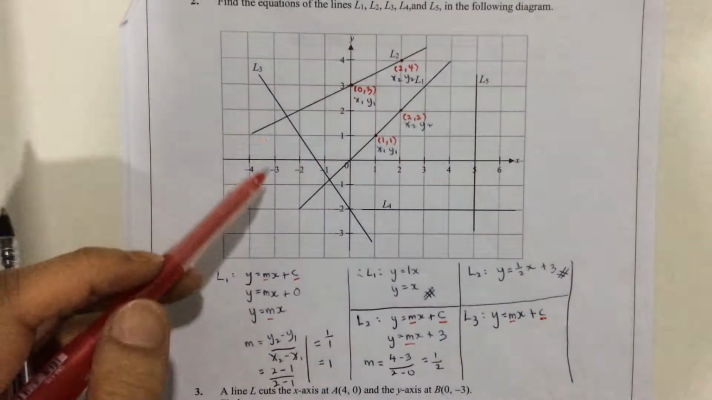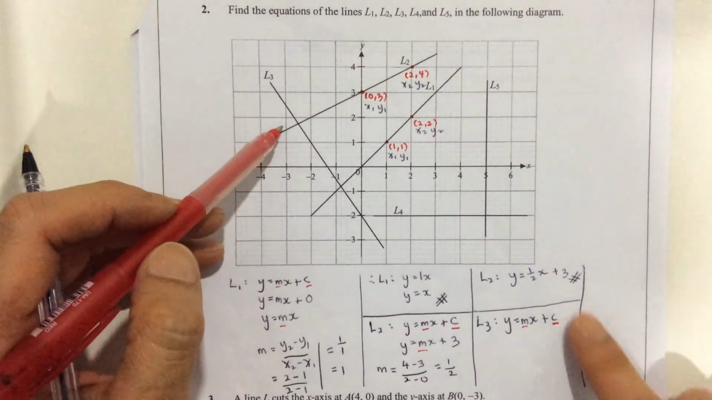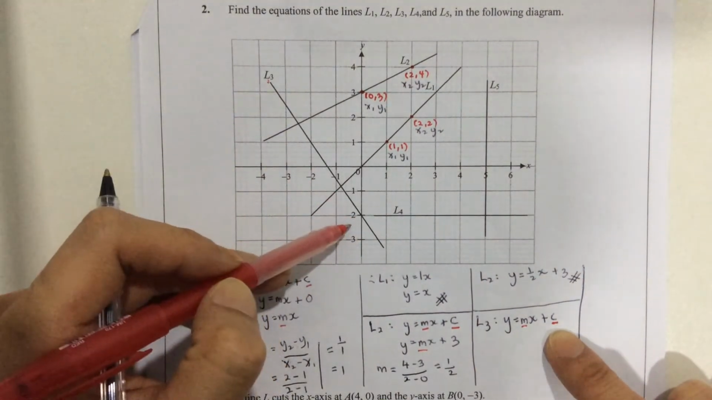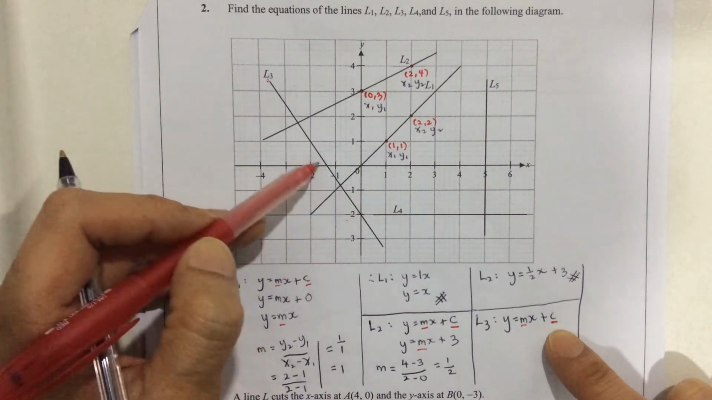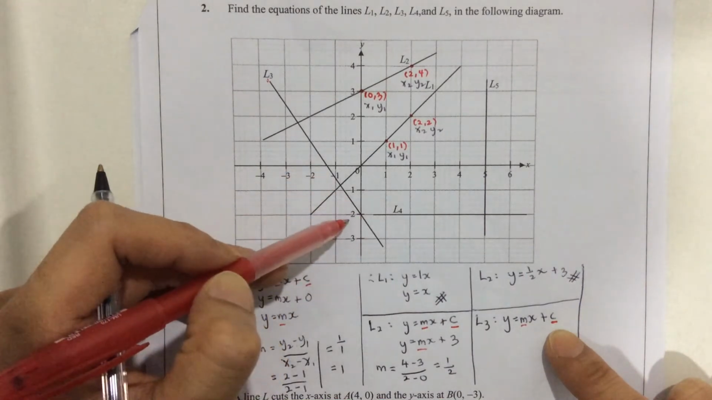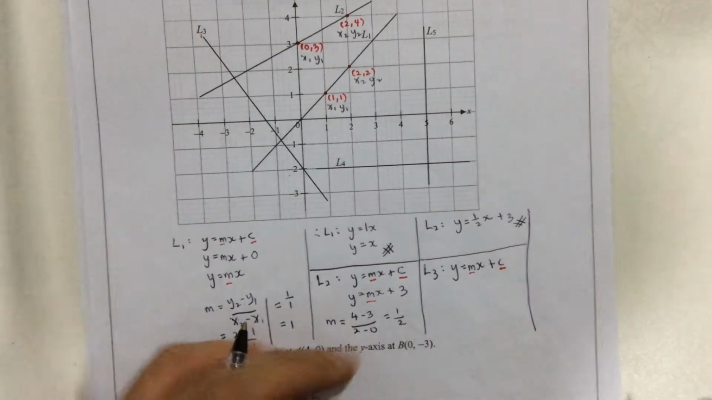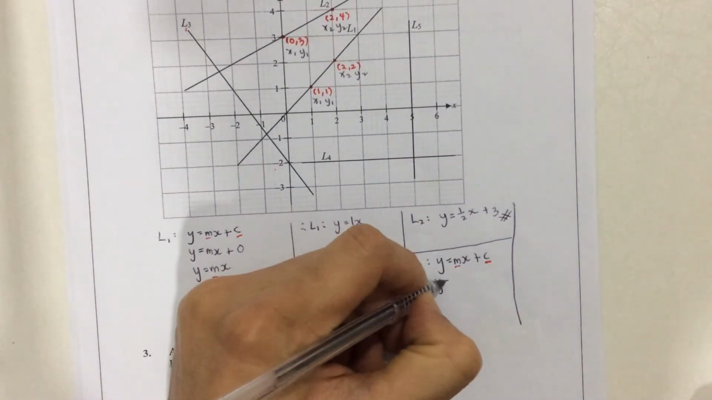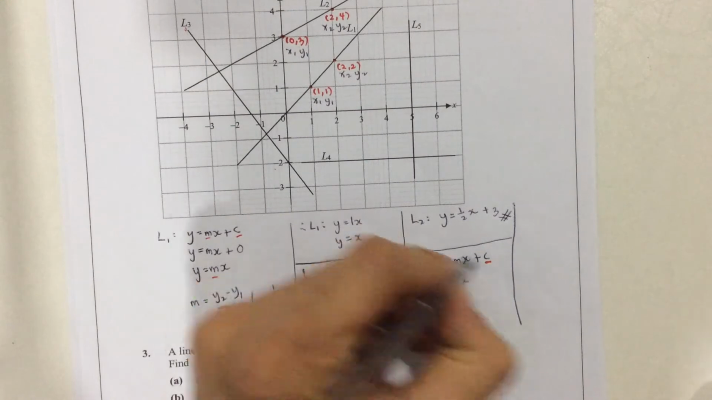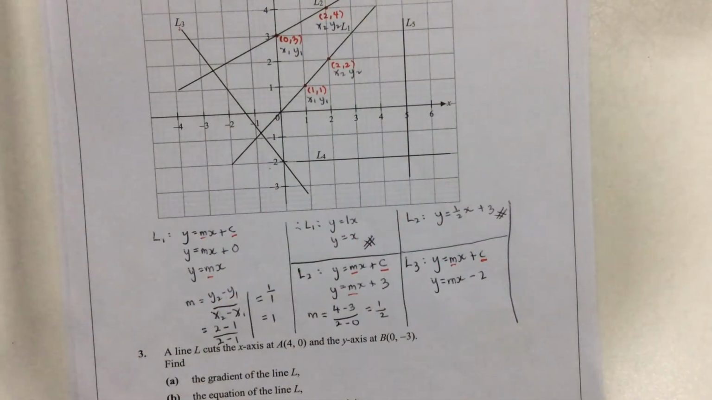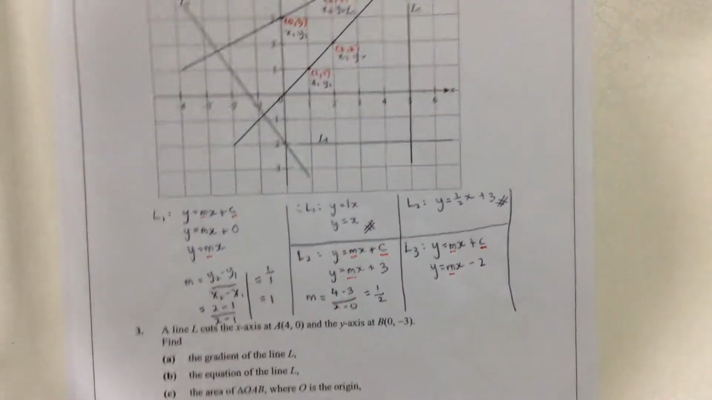So let's take a look at the diagram and see whether we can find the value of c. If we look at the line, the y-intercept is -2. So this line is cutting the y-axis at -2. So my c here will be -2, and this will be updated to y equals mx plus -2, so it will be -2. The final task is to find m.